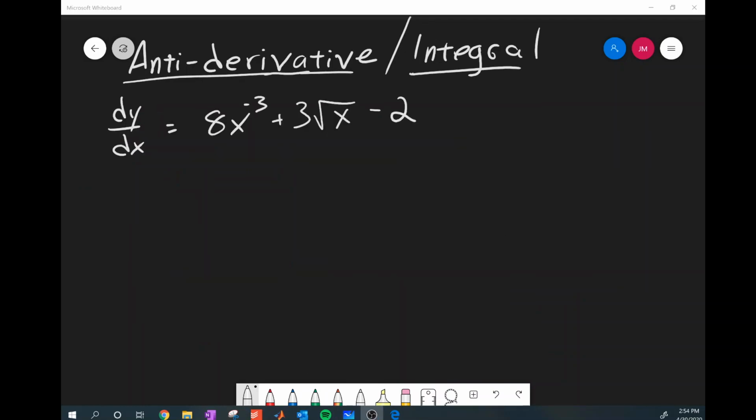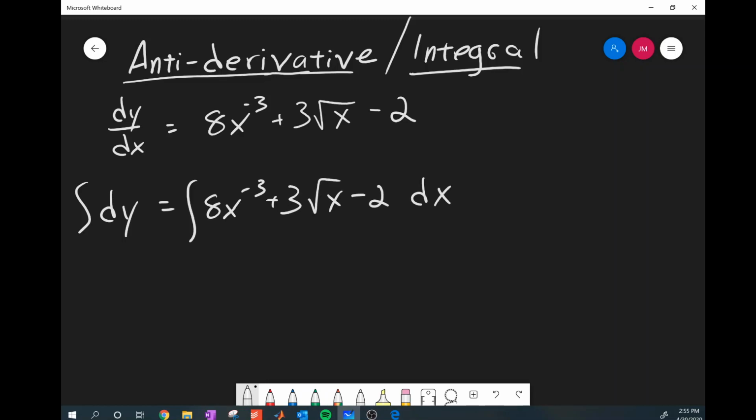So let's finish our examples with one a little bit more complicated, but it all follows the exact same rule. At the end of the video, I'll put up a nice little easy to use formula for you to look at. So again, we're going to use the same exact rule to find the integral of dy dx equals 8x to the negative 3 plus 3 square root of x minus 2. So when I take the antiderivative, remember we said we can't have dy dx on the same sides. So we'll have 8x to the negative 3, plus 3 square root of x minus 2, and we're just going to bring the dx over.